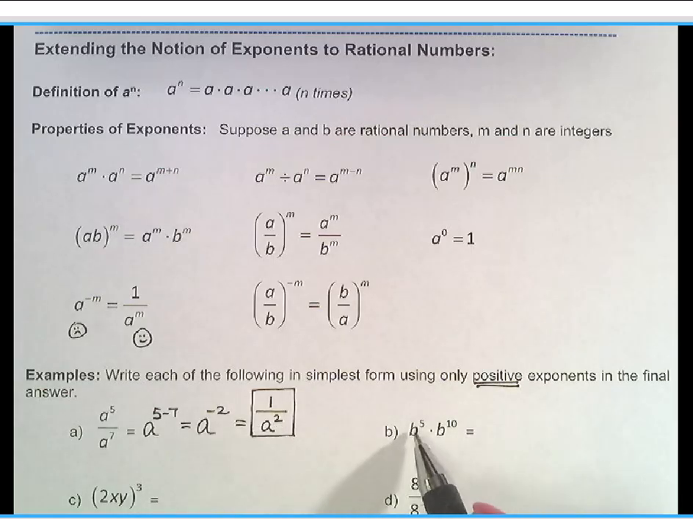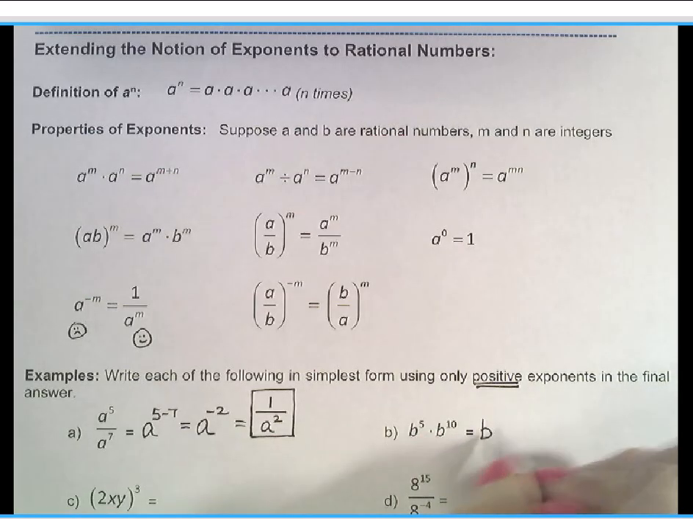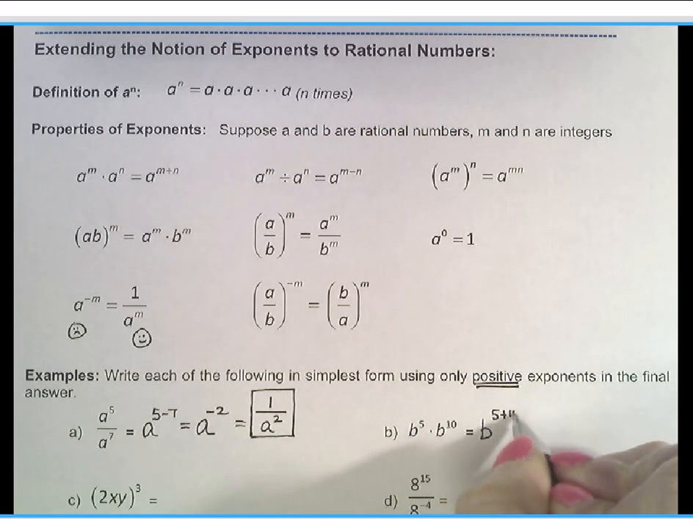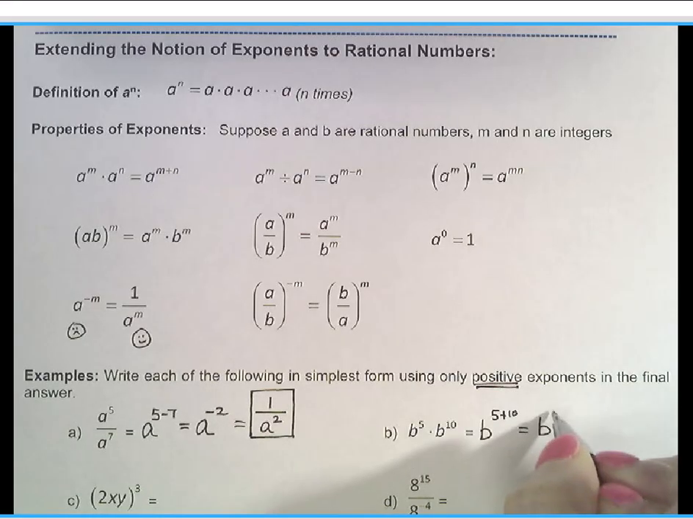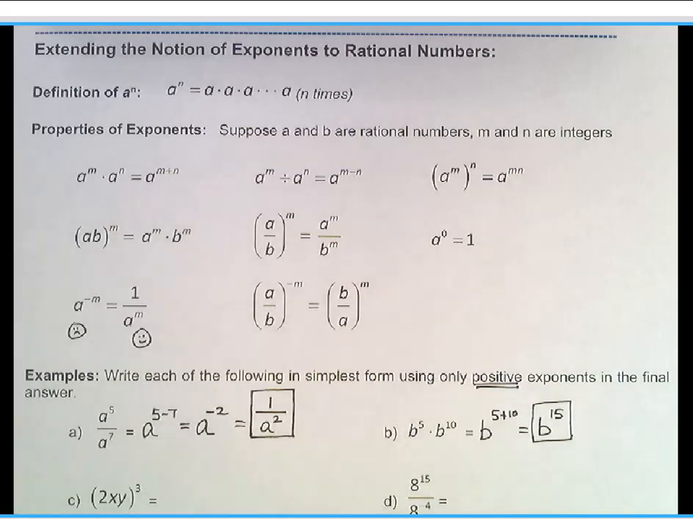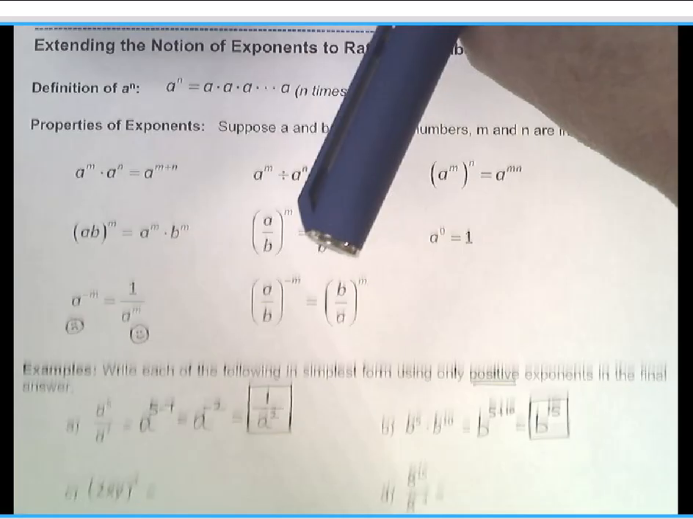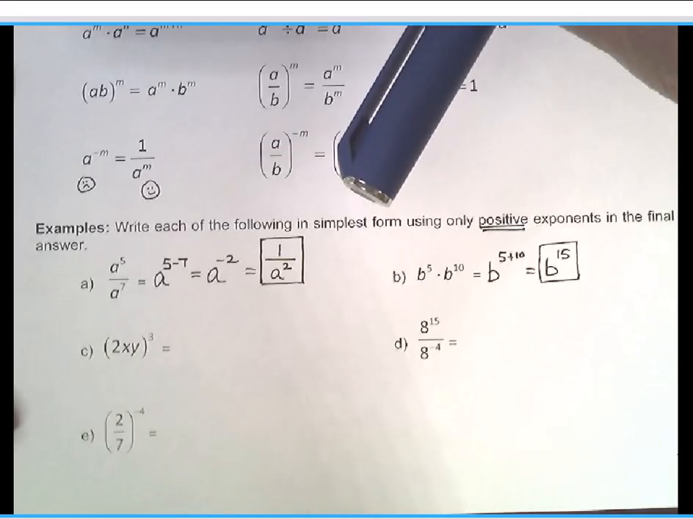Part B, b to the 5th times b to the 10th, where we're multiplying like bases, so the rule says we can add the exponents. So that would be 5 plus 10, so that's going to be b to the 15th. No negative exponents, it's all good, so we're done with that one. That one's a pretty quick one. You can pretty much do those in your head. All right, let's look at the next couple.